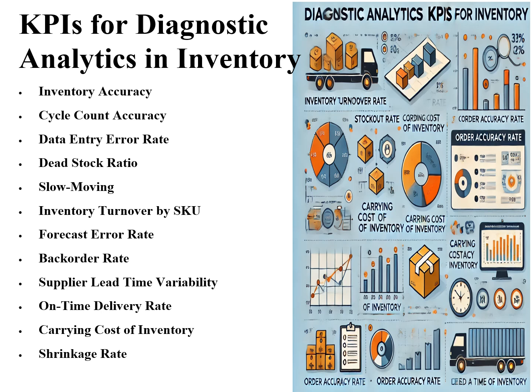These are the KPIs for data analytics in the inventory. While we are doing the diagnostic analytics, we calculate the following KPIs. Those are inventory accuracy, cycle count accuracy, data entry error rate, dead stock ratio, slow moving items, inventory turnover by SKUs, forecast error rate, back order rate, supplier's lead time variability, on time delivery rate, carrying cost of inventory, and then shrinkage rate of the inventory.